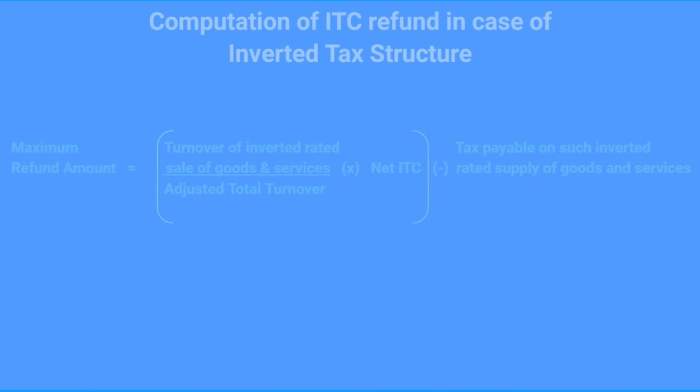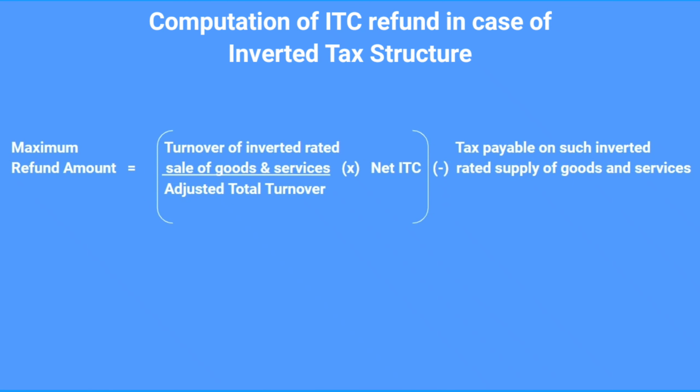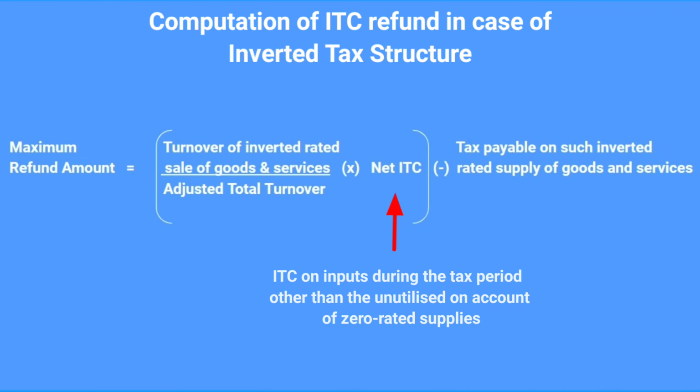So, how to calculate the amount of refund that a taxpayer is eligible to claim? GST rules provide a formula for the same. Let's look at it. Maximum refund amount will be equal to turnover of inverted rated supply of goods and services divided by adjusted total turnover, multiplied by net ITC, minus the tax payable on such inverted rated supply of goods and services. Net ITC shall mean input tax credit availed on inputs during the tax period other than the unutilized input tax credit on account of zero-rated supplies.